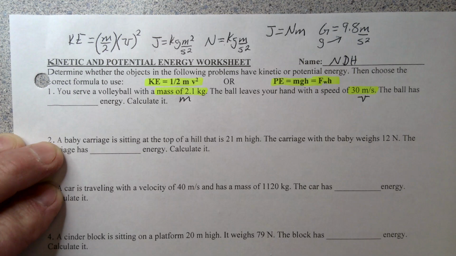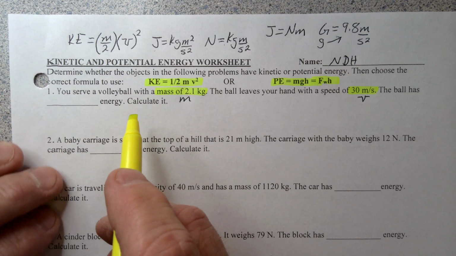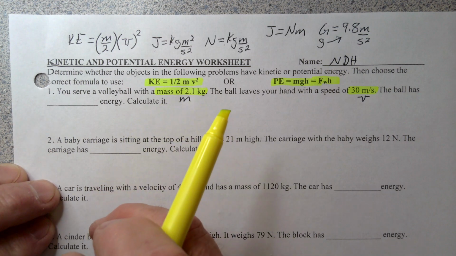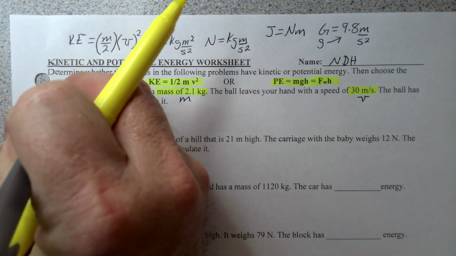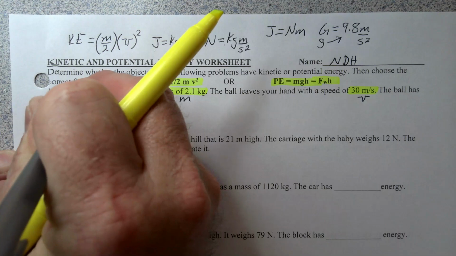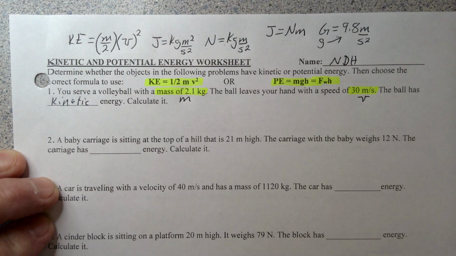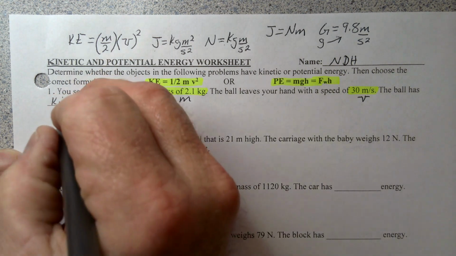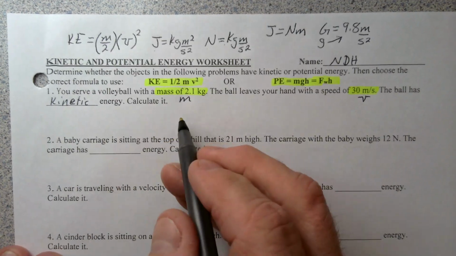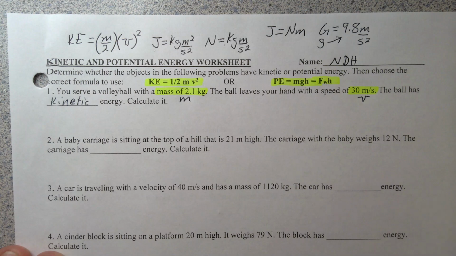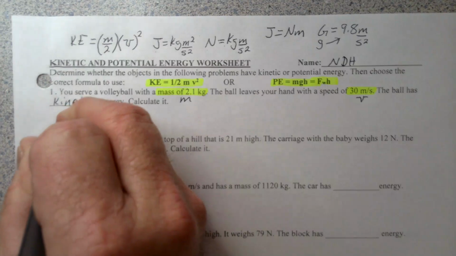And then the ball has blank energy. So when the ball is moving, does it have potential or kinetic energy? Kinetic energy. So you would want to write kinetic and finish out the part here. Let me make my E look a little better. And you have kinetic energy. And then it says calculate it, so we want to find the kinetic energy. That tells us that kinetic energy, KE.